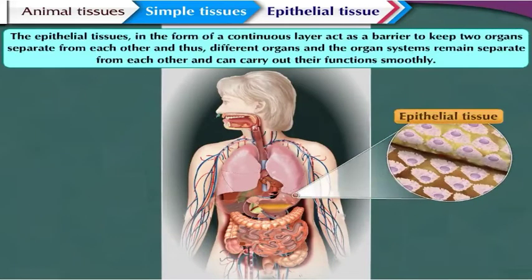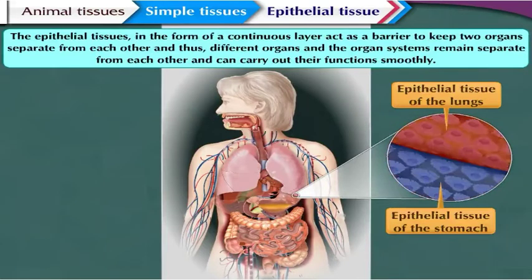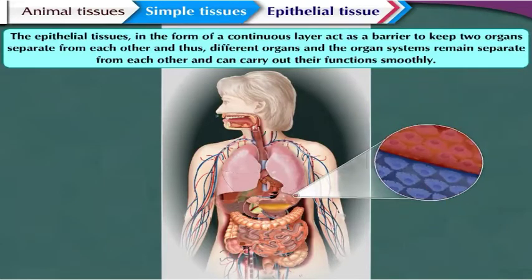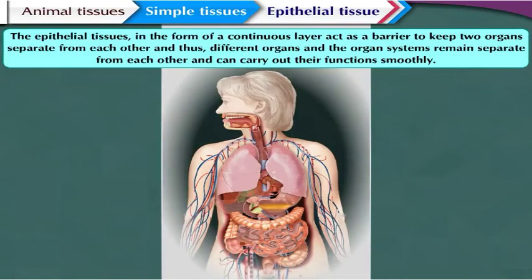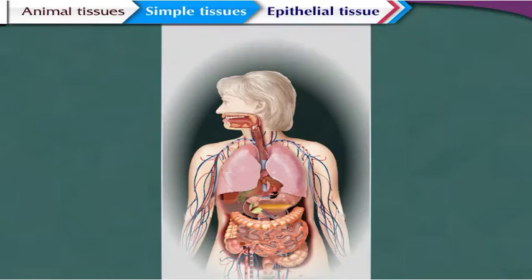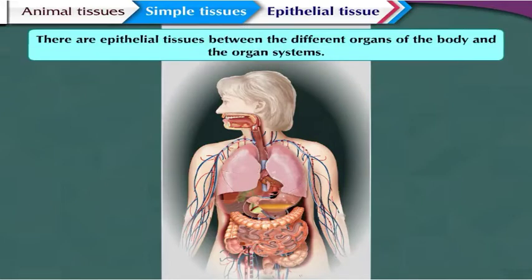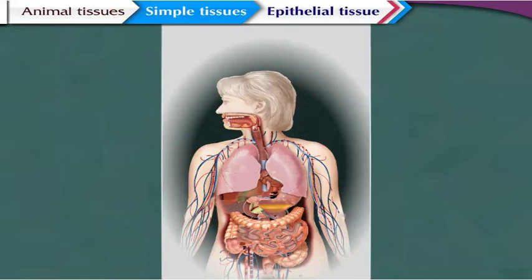The epithelial tissues, in the form of a continuous layer, act as a barrier to keep two organs separate from each other. Thus, the different organs and the organ systems remain separate from each other and can carry out their functions smoothly. There are epithelial tissues between the different organs and organ systems. Let us now study the different types of epithelial tissues.